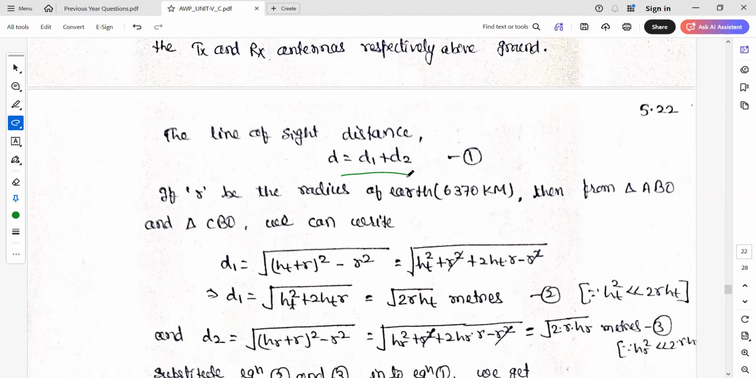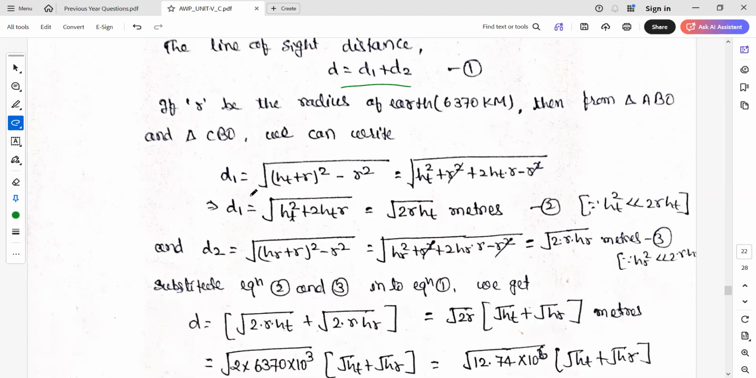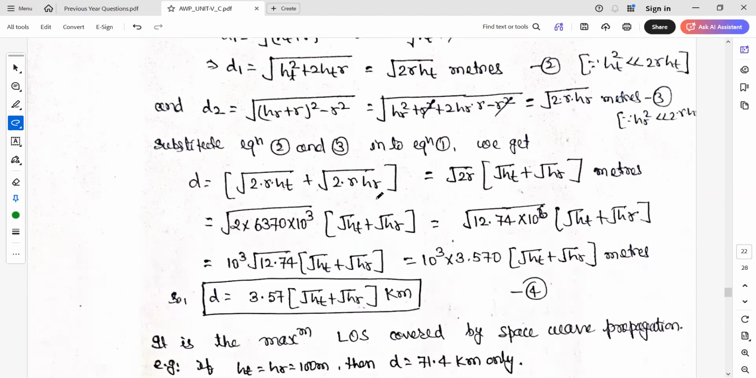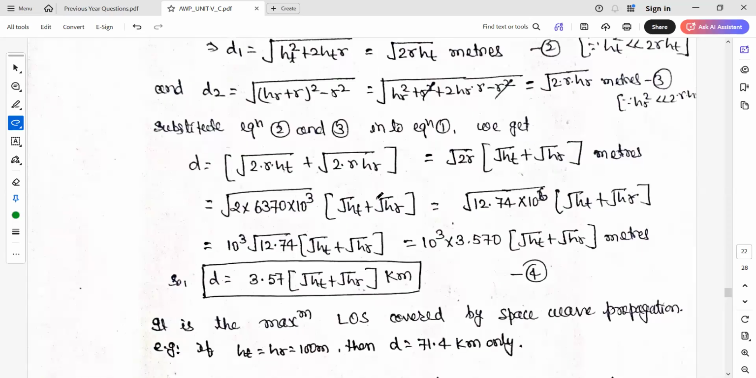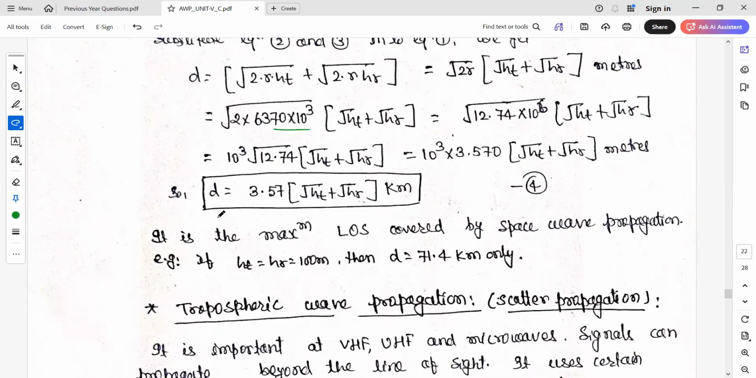Now apply the Pythagoras theorem. Finally we have d1 equal to the square root of (HT plus R) squared minus R squared. Now you can expand this into an expression, and if values are given, we can substitute them, that is the radius of the earth. Finally we get d equal to 3.57 times root of the height of the transmitting antenna plus root of the height of the receiving antenna. This expression is very important.